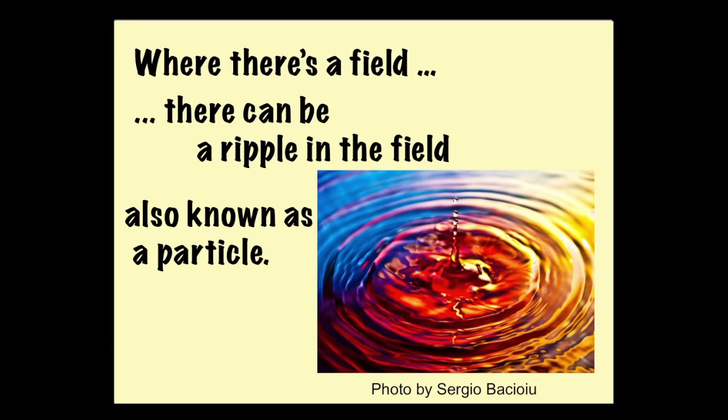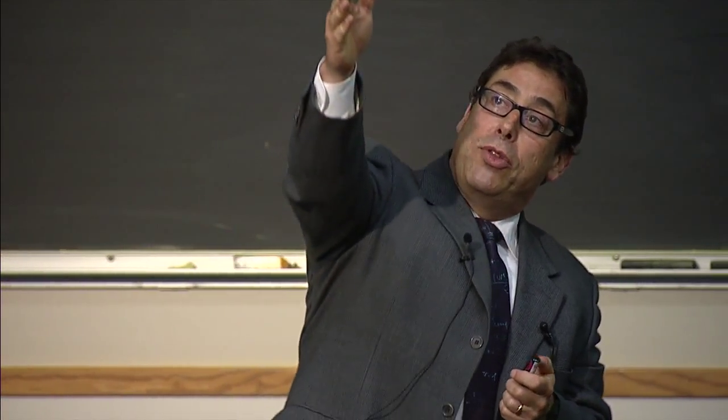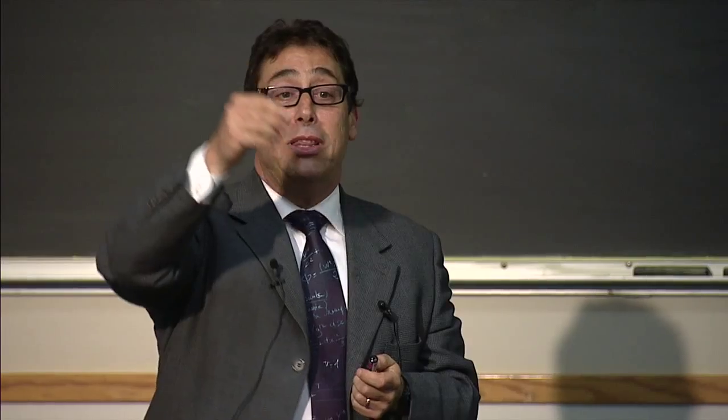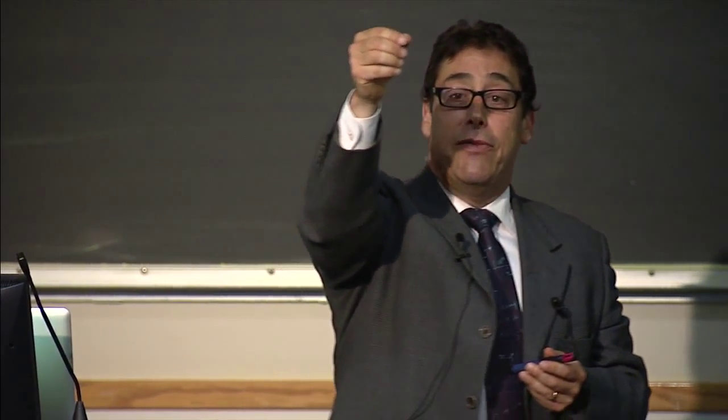Now, where there's a field, there can also be a ripple in the field. So just like if we have a pond and we disturb the pond, we get waves. What that light source is doing is disturbing the electric and magnetic field and giving us photons to allow us to see. In the same way, we can have disturbances in the Higgs field. And that's what we call a Higgs particle. So if this is the Higgs field, it gets disturbed, and that looks to us like a particle. And that particle we're going to call the Higgs particle, or the Higgs boson, which is a description of the type of particle it is.